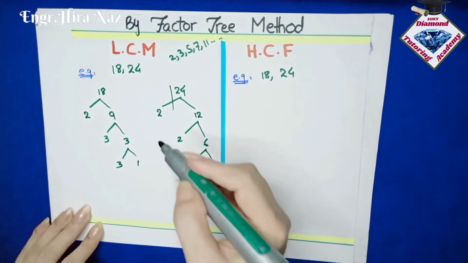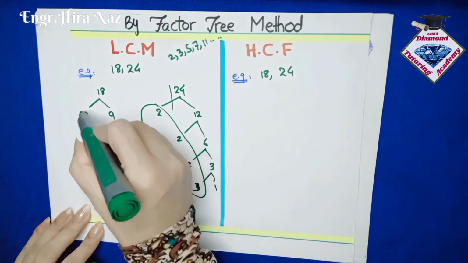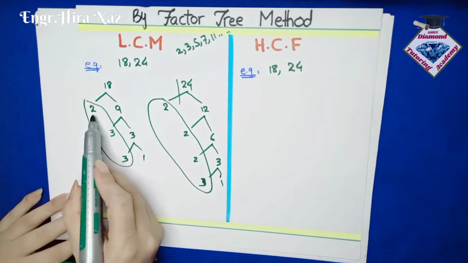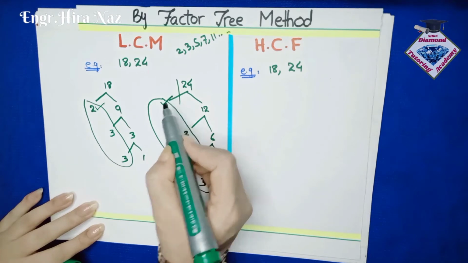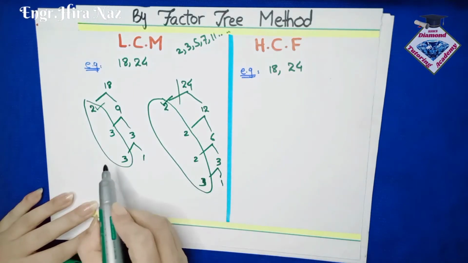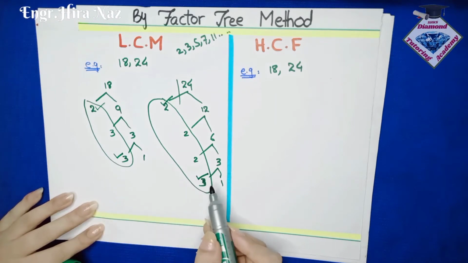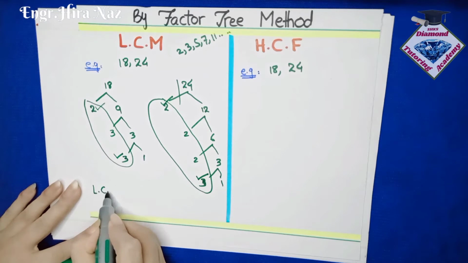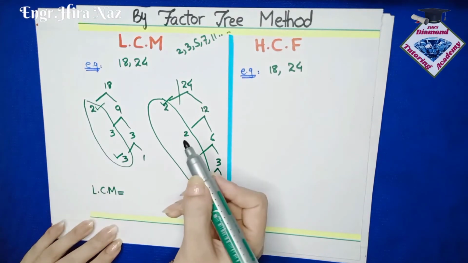So now, at the left hand side, these are your factors, or you can say these are your prime factors. Now you have to identify the common factors. 2 and 2 are common in both. Now, 3 and 3 are common in both cases. To take an LCM, what you have to do is multiply common and uncommon factors.